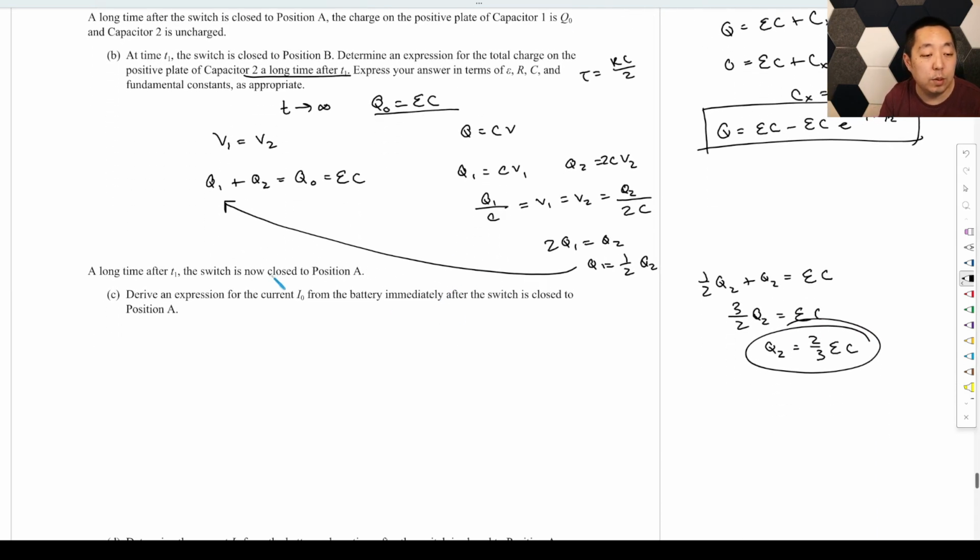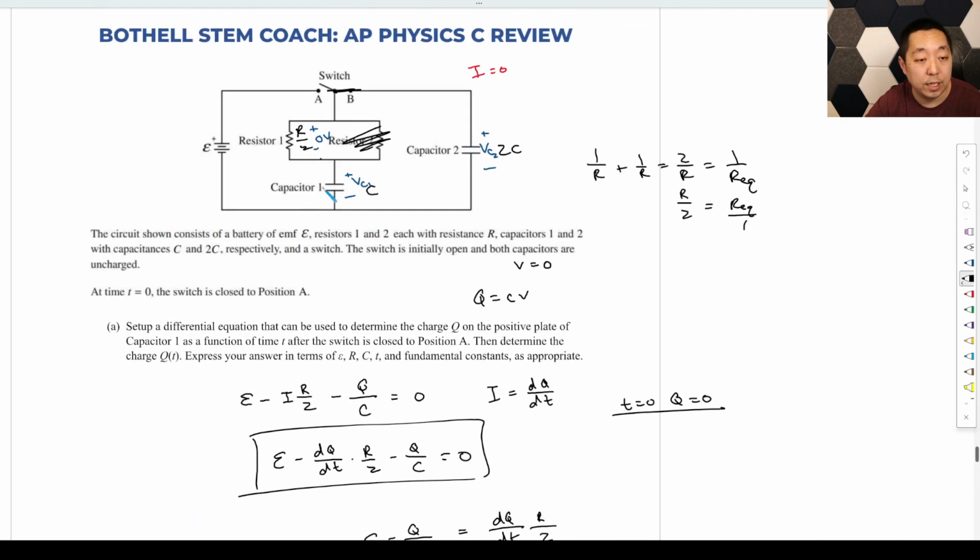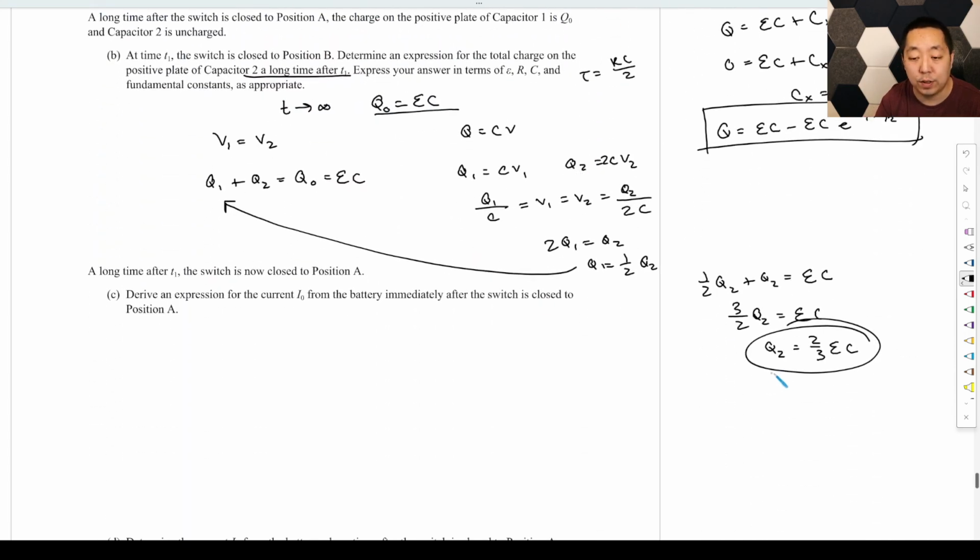Okay, a long time after T1, the switch is now closed to position A. So we've settled it now, and now we're going to switch it back to A again. Okay, so now we're switching it back to A. And we now know what the charges are going to be because you can actually figure out what Q1 is. Q1 at this time is going to be 1/3 epsilon C because the total has to add to epsilon C. Derive an expression for the current from the battery immediately after the switch is closed to position A.